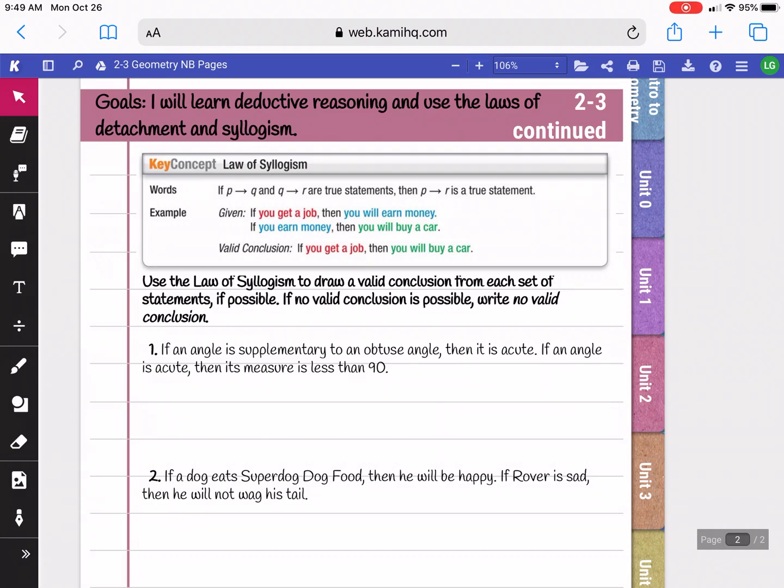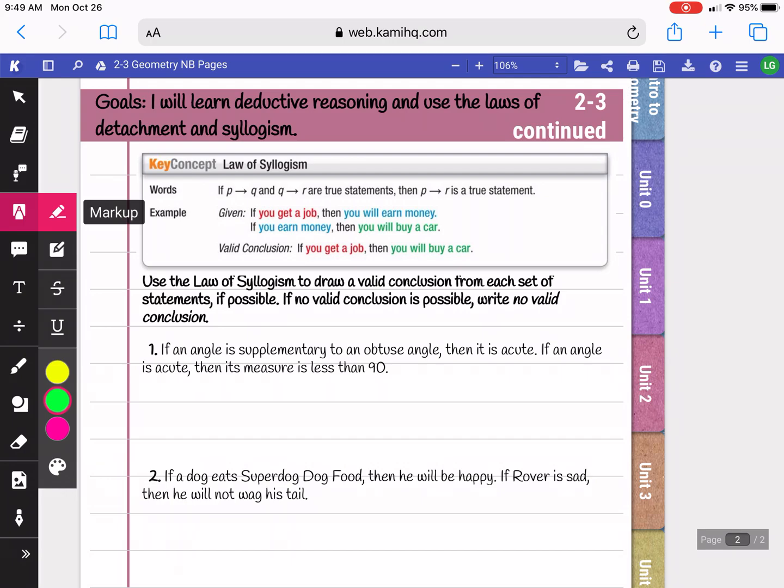Continuing with topic 2.3, which is over deductive reasoning where we're using facts, we're going to now learn the law of syllogism. The law of syllogism, usually they give you two if-then statements. And if the conclusion from your first statement is the hypothesis from your second statement, then you can actually draw the conclusion that if your first hypothesis is true, your final conclusion is also true.